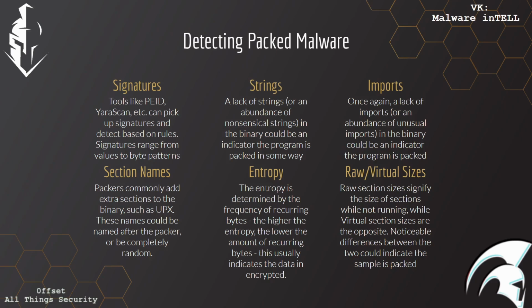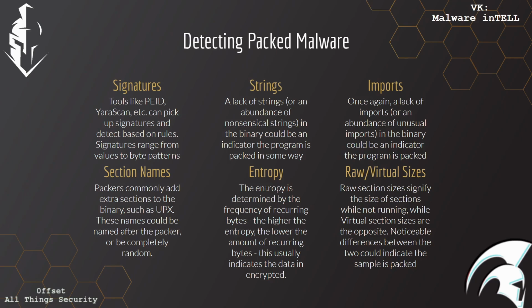From there we have section names. Packers commonly add extra sections to the binary, such as UPX. These names could be named after the packer or be completely random. So VMProtect, I believe, names their sections .vmp123, UPX does UPX0123, and so on.